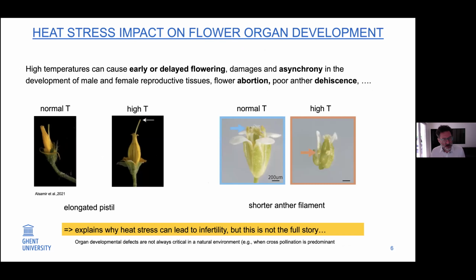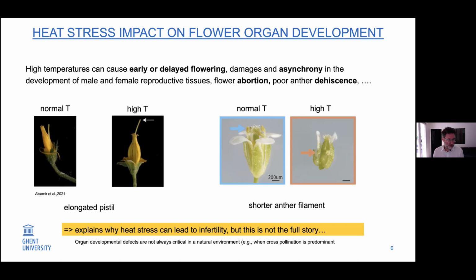Nevertheless, we can divide the impacts of heat stress on different aspects of sexual reproduction. The first I want to address here is the impact on flower organ development. So what we know is that high temperature can cause early or delayed flowering. It can damage the development of flower organs, and also the synchrony in which male and female reproductive organs are being developed. It can also cause flower abortion, poor dehiscence of the anther, etc.